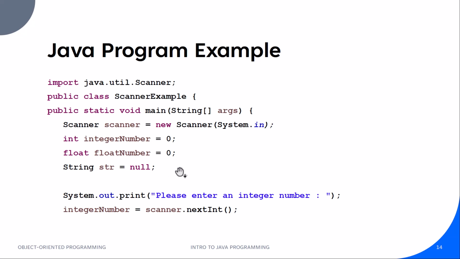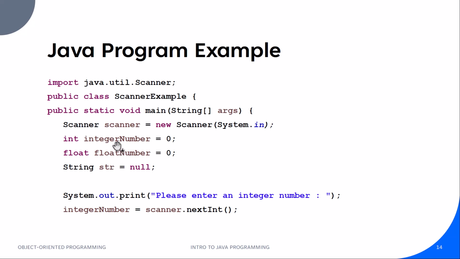Now, here's another program where we go into details of using the Scanner package. Again, we are importing the Scanner package, and then we name this example with the class name ScannerExample, and we are going to have a main method. And within the main method, we are going to create a Scanner object. And then we have three different variables. One is an integer, the other is a float, and the other one is a string.